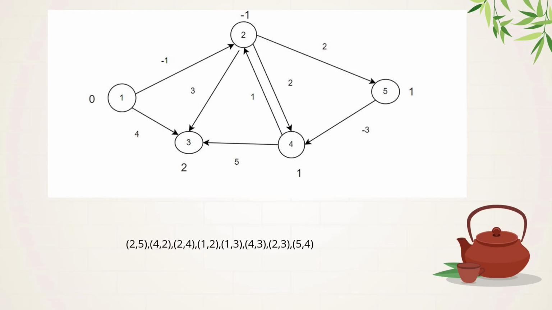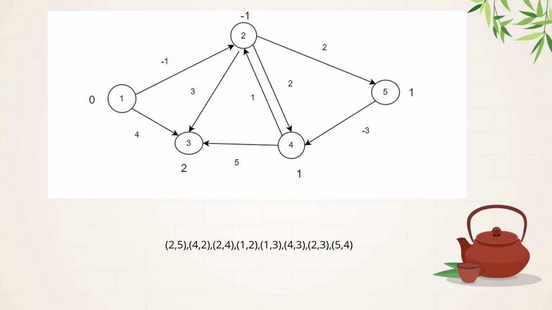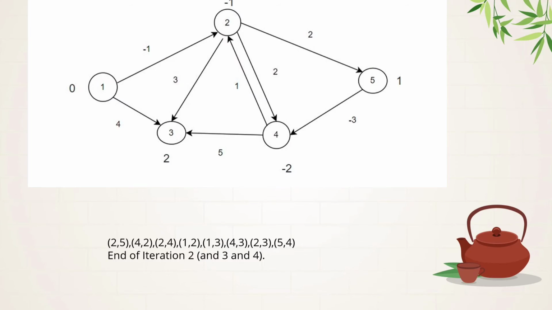Now 2 comma 3, minus 1 plus 3 equals 2, so no need of changing this. Now we have come to the last edge of the second iteration, 5 comma 4. 1 minus 3 equals minus 2, which is less than 1, so change this to minus 2. We have successfully completed the second iteration also.